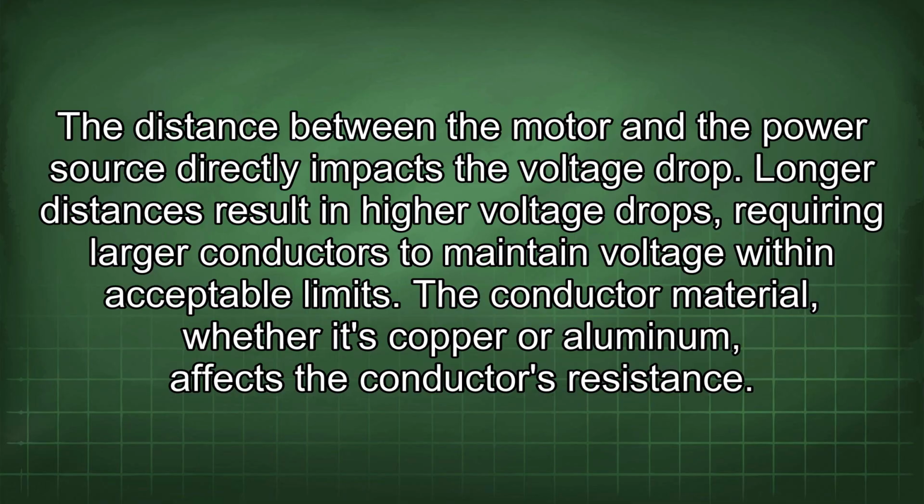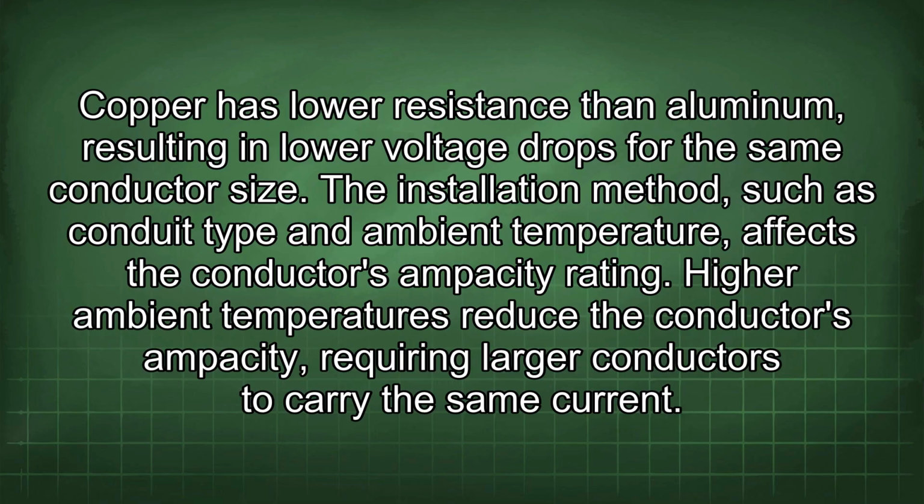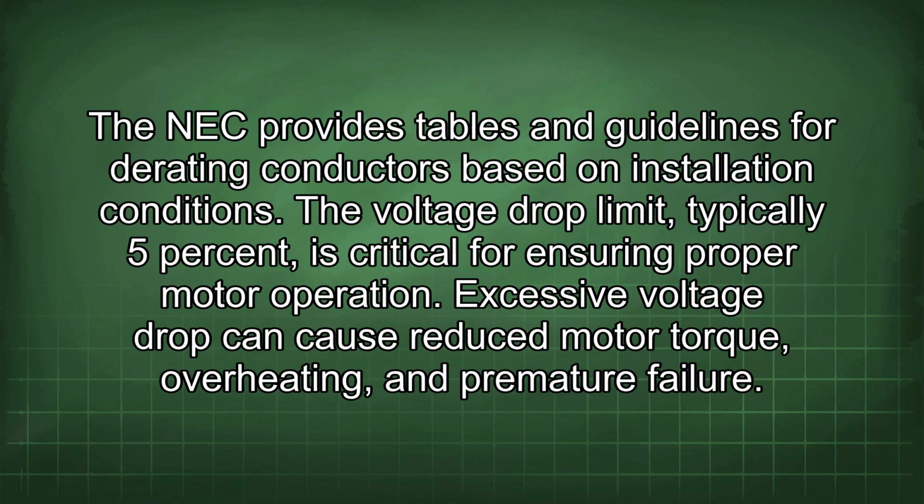The conductor material, whether it's copper or aluminum, affects the conductor's resistance. Copper has lower resistance than aluminum, resulting in lower voltage drops for the same conductor size. The installation method, such as conduit type and ambient temperature, affects the conductor's ampacity rating. Higher ambient temperatures reduce the conductor's ampacity, requiring larger conductors to carry the same current. The NEC provides tables and guidelines for derating conductors based on installation conditions.